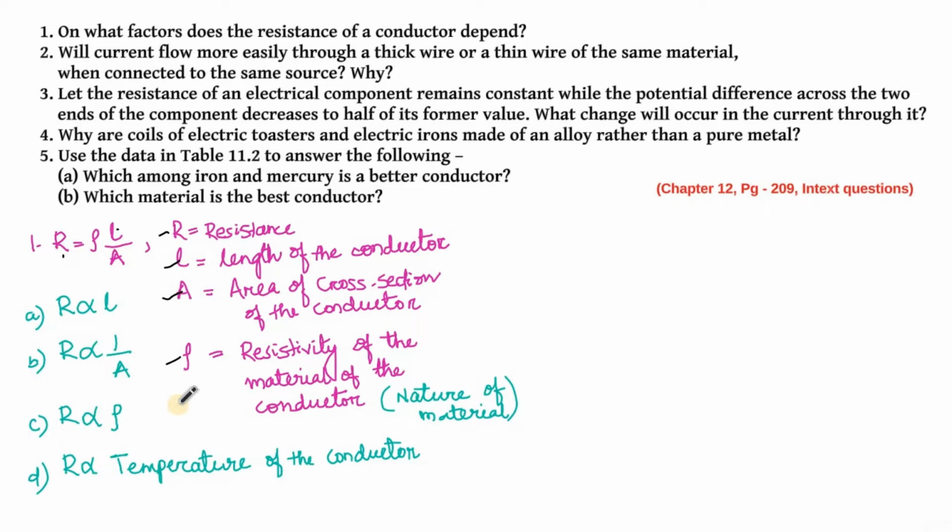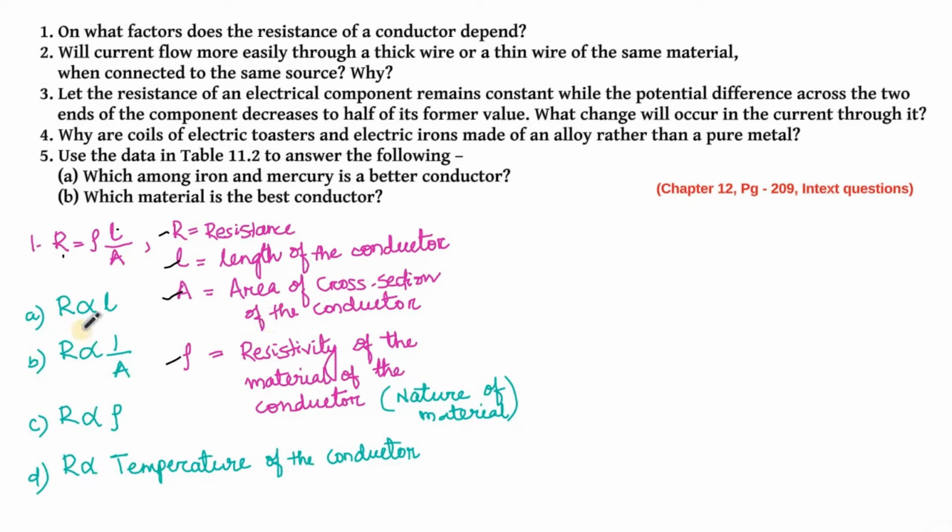So it will be different for different materials. That means if you take a same length of copper and iron wire having same thickness, they will offer different kinds of resistance. It's because of their resistivity. So resistivity depends on the nature of the material. Since these two materials are of different nature, they will provide different amount of resistance.